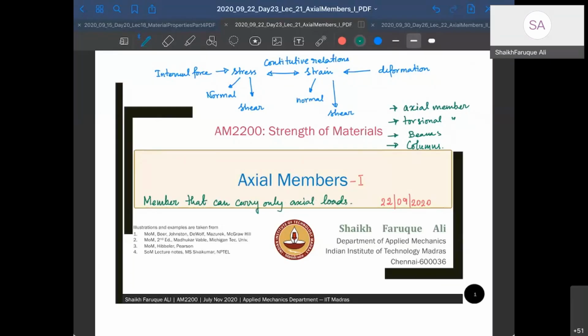What are axial loads? Loads along the longitudinal axis of the member.